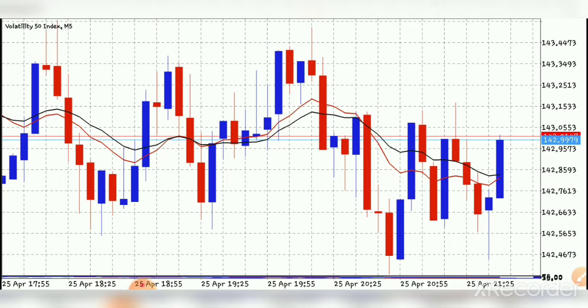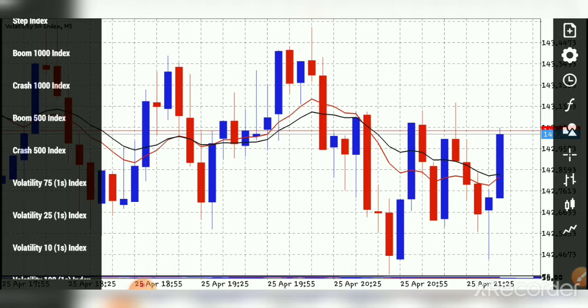The way crash 500 moves is 2 times the movement of crash 1000. So let me just put it that way. For example, if you realize $2 for just one candlestick, depending on your lot size though, if you use that same lot size for crash 500, you will realize $4. So just know that crash 500 will give you double of what crash 1000 will give you, and likewise boom 500 will give you double of what boom 1000 will give you.